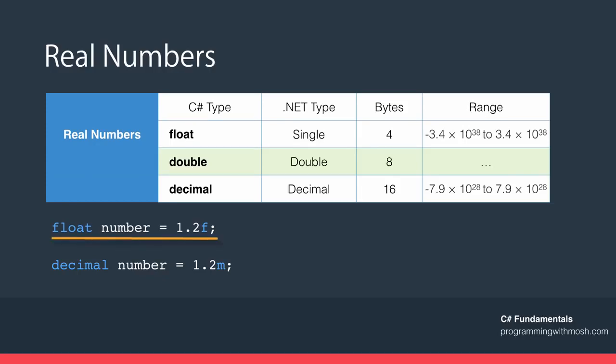I've declared a float, called number, and assigned it 1.2. Here I have added the suffix f, and that is to tell the compiler to treat this number as a float. If I didn't have this f here, the compiler would think 1.2 is a double, because double is the default data type for real numbers. And of course, I cannot assign a double number into a float, so the program would not compile. Same applies to decimals. So if you want to declare a decimal, you need to add the suffix m at the end of the number.